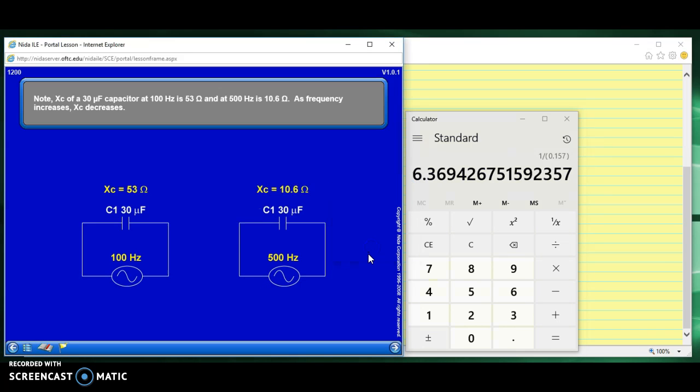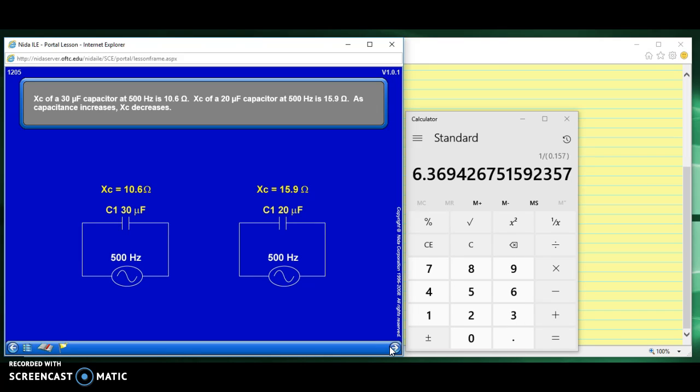So there's our answer. So we got it two different ways, and it says, take note, X of C of a 30 at 100 is 53, and at 500 is 10.6. As frequency increases, X of C decreases. So that's inversely proportional there. Okay, so we're doing the individual X of C's. We did it for 30 at 100. We did it for 30 at 500, and we saw that relationship.